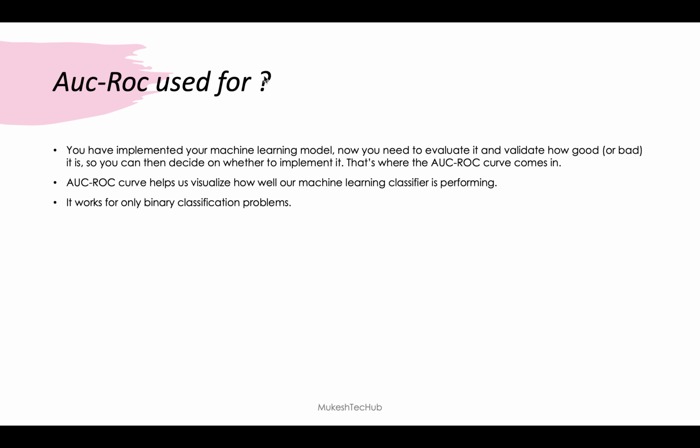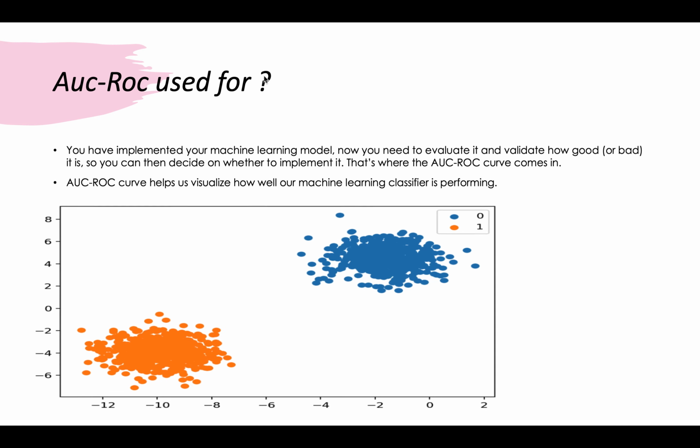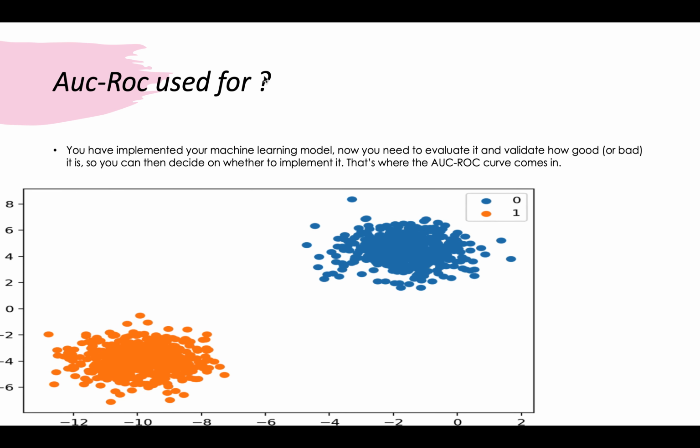And what does binary classification mean? The data set has only two classes. That is known as binary classification. So in the graph, you can see I have only two classes. One is shown by the orange dots and the other by the blue dots. This is an example of binary classification where I have only two classes.